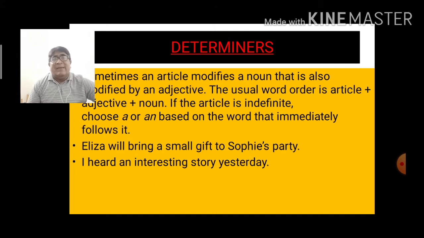The next example is: I heard an interesting story yesterday. So interesting is an adjective, and its first letter is I, so we have to use the article an before that.